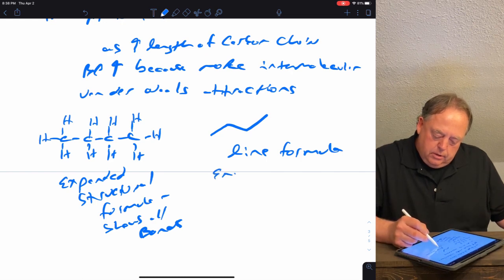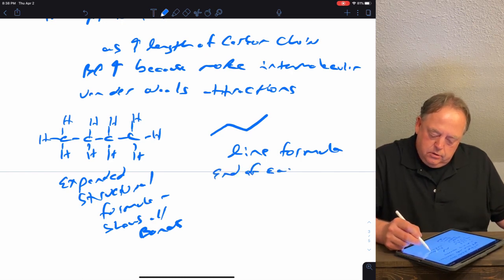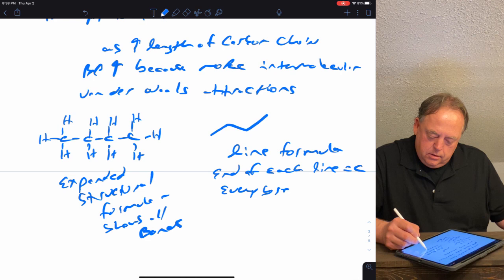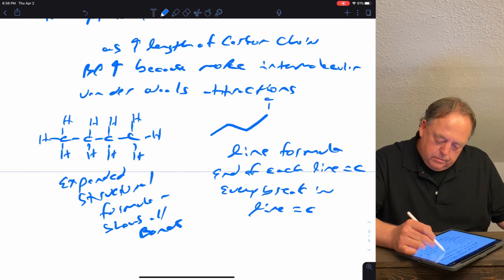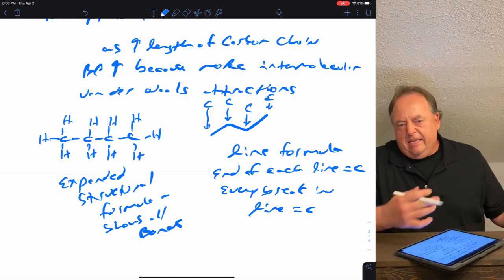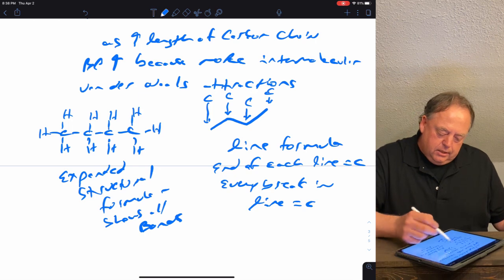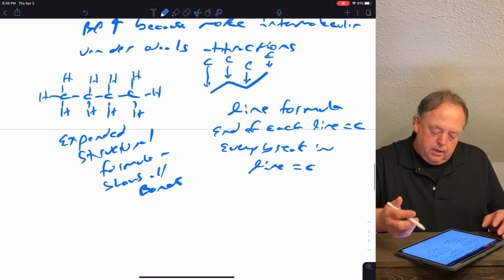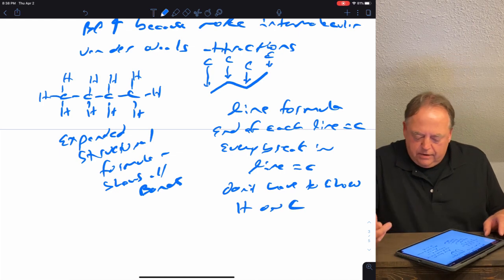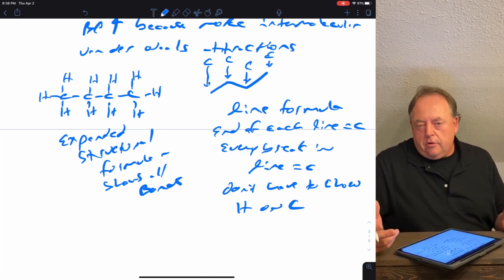So the end of each line equals a carbon, and every break in the line equals a carbon, right? So that's a carbon, because that's a break in the line, that's a carbon, that's a break in the line, and that's a carbon because that's the end of a line. So that's a 4-carbon chain, just like the one on the left is a 4-carbon chain. And when you draw a line formula, you don't have to show the hydrogens on the carbon. You just assume that they're there.